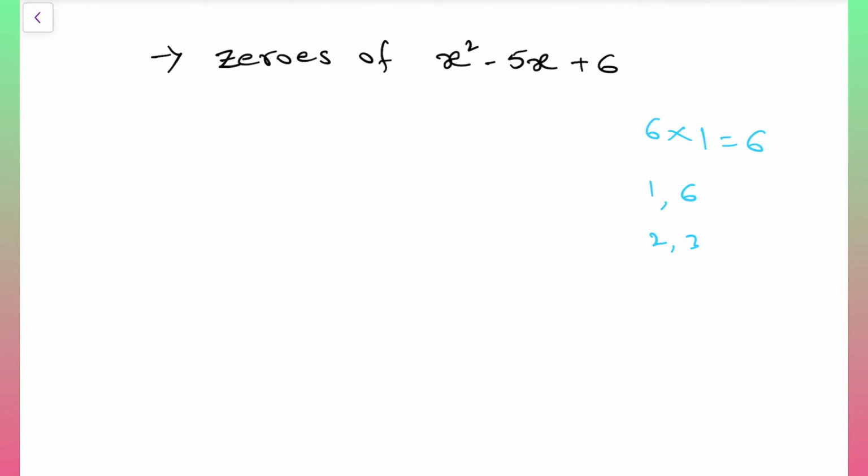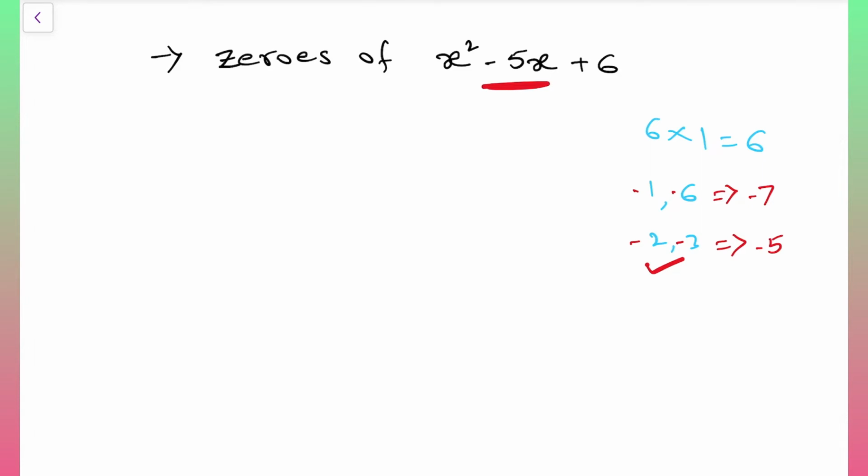So now, if only the middle term is negative, I repeat, if only the middle term is negative, in the pair every number should be negative. Minus 1, minus 6, minus 2, minus 3. Minus 1, minus 6 is minus 7, minus 2, minus 3 is minus 5. Here the middle term is minus 5. So this second pair is the correct pair.